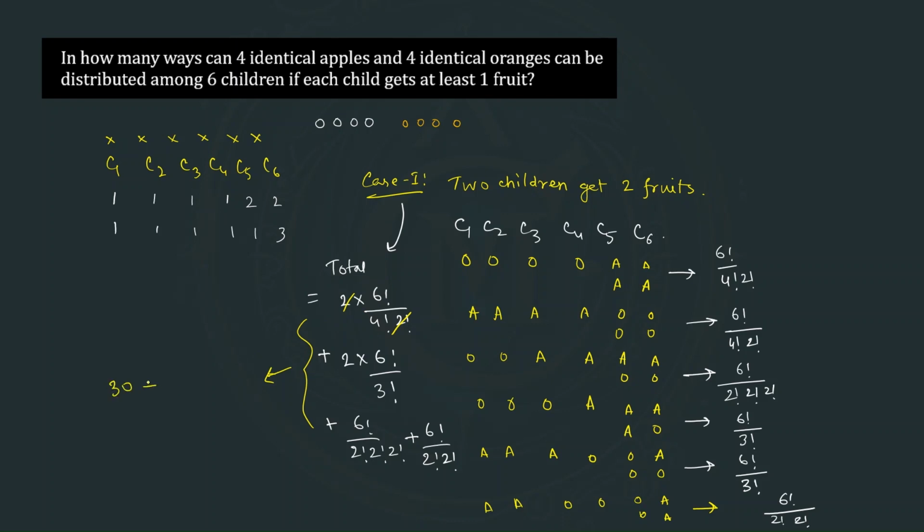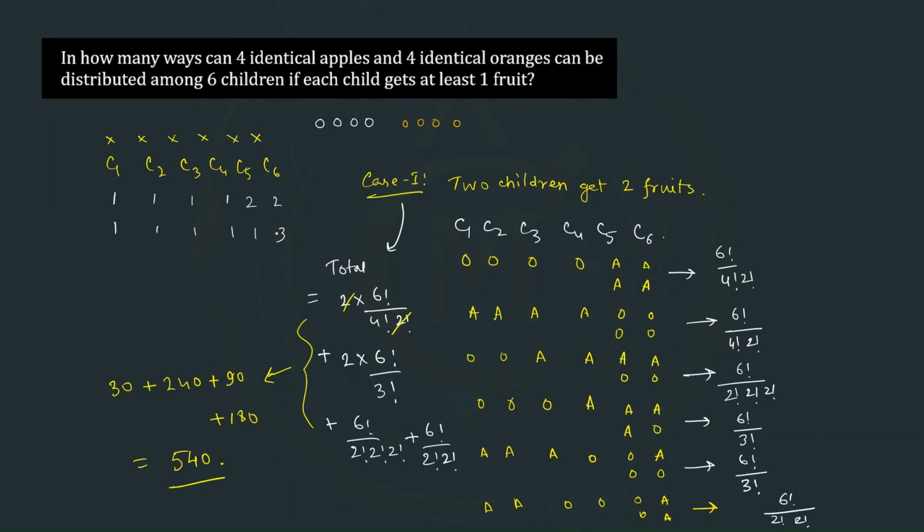30, then plus it will be 6 5s are 30, and then 30 into 4 is 120, and then 2, so 240, plus 90 plus this will be 180. So this altogether will be equal to 540.